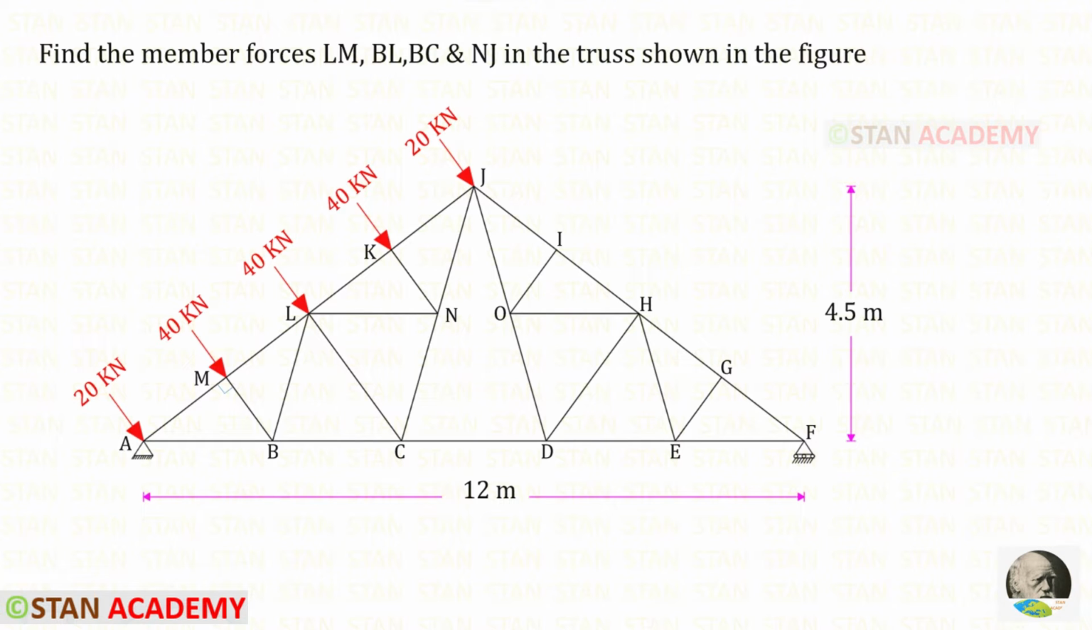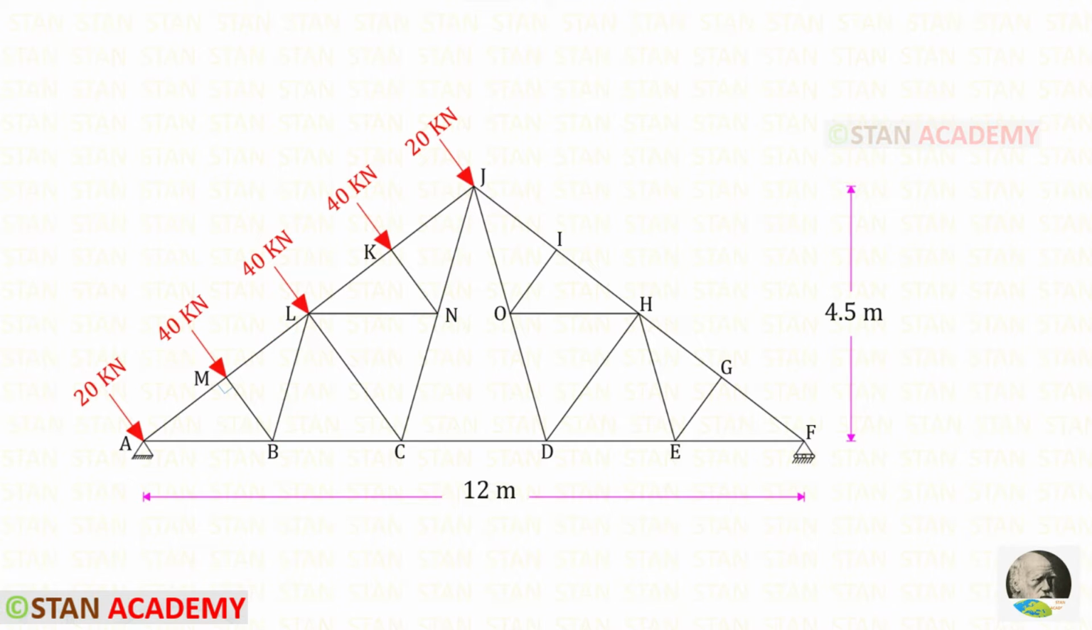Hello everyone. In this truss, we are going to find the member forces in ML, LB, BC, and in JN. We are going to use the method of sections. In this truss, there are 5 loads.